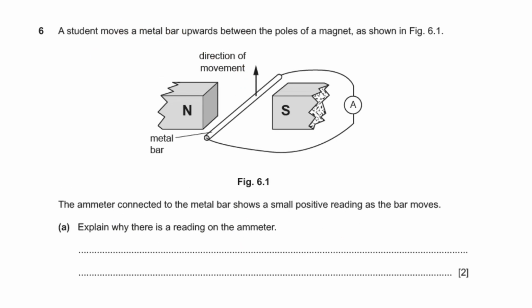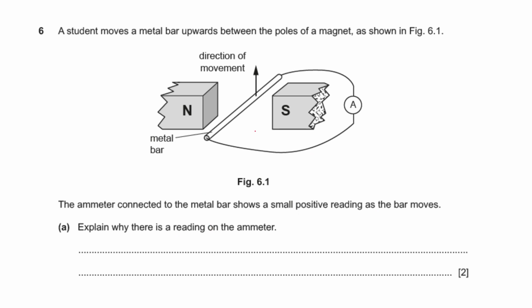Next question, question number 6. It says a student moves a metal bar upwards between two poles of a magnet as shown in figure 6.1. These are the poles of a magnet, north pole and south pole. This is a metal bar. An ammeter is connected to the metal bar and shows a positive reading. That is interesting. Explain why there is a reading on the ammeter.